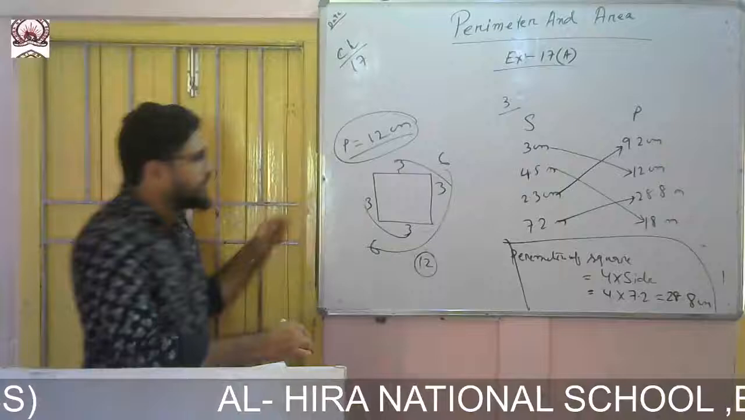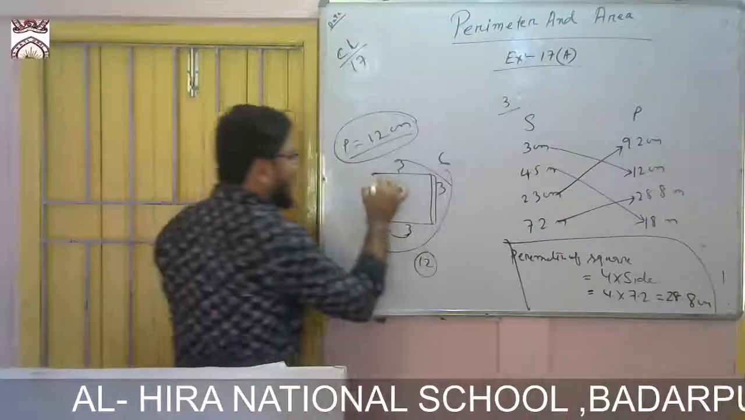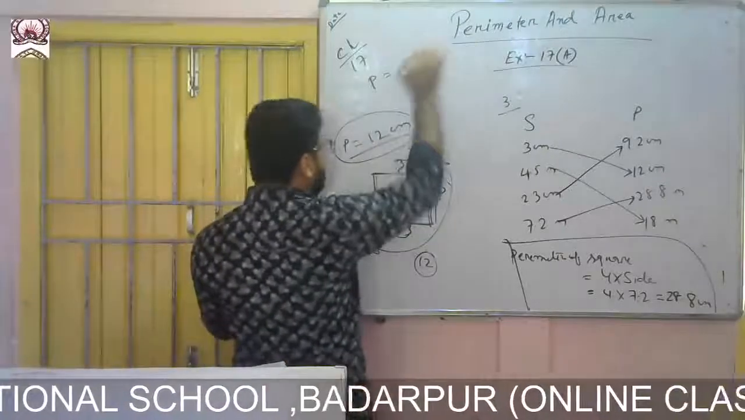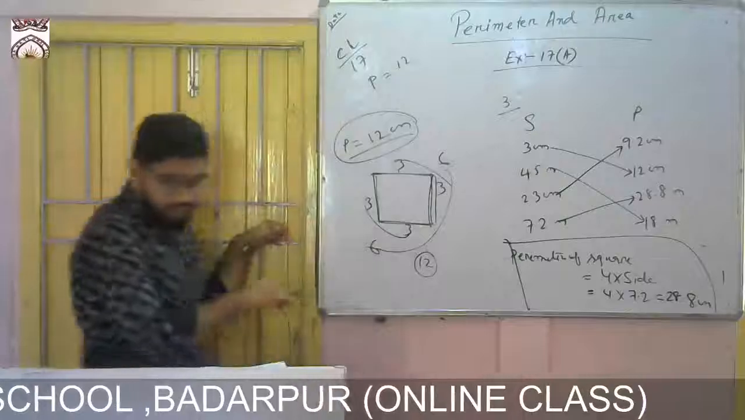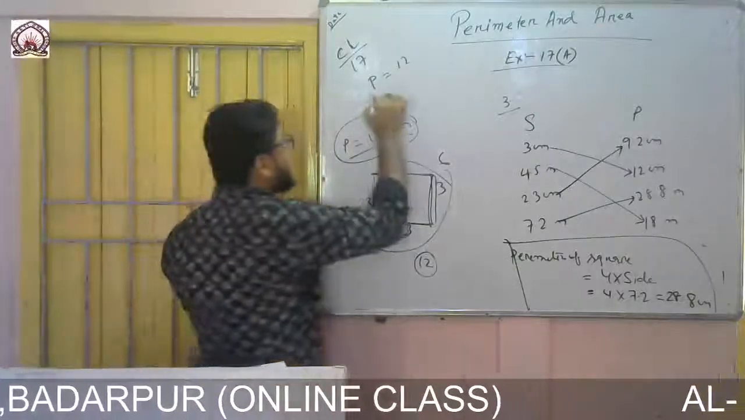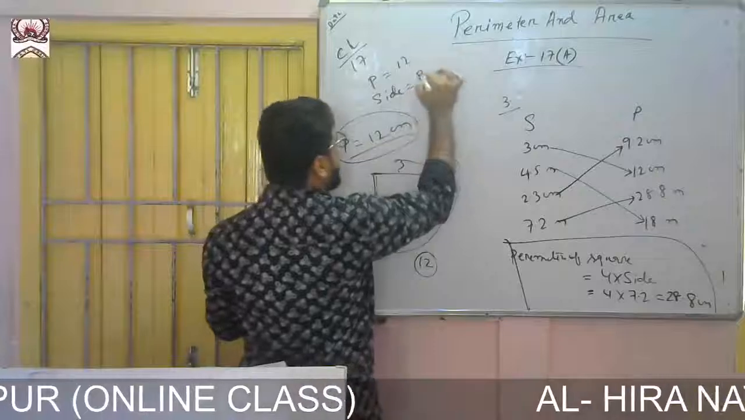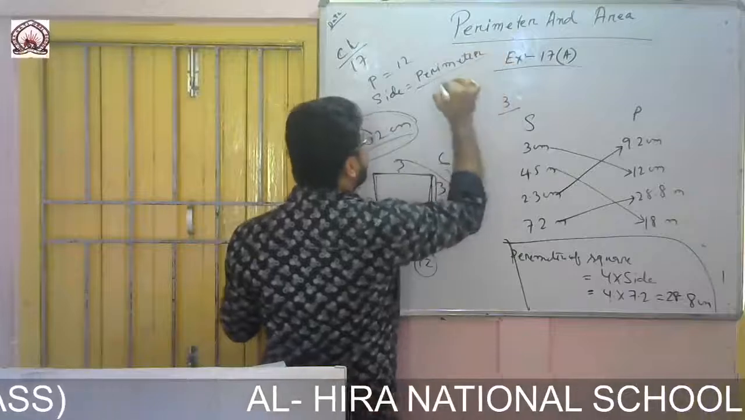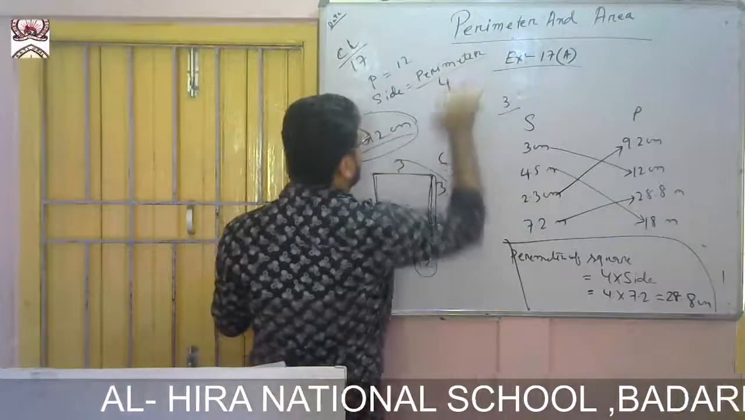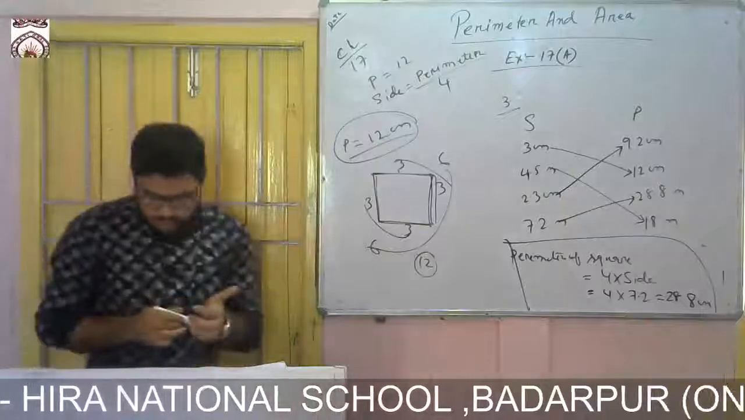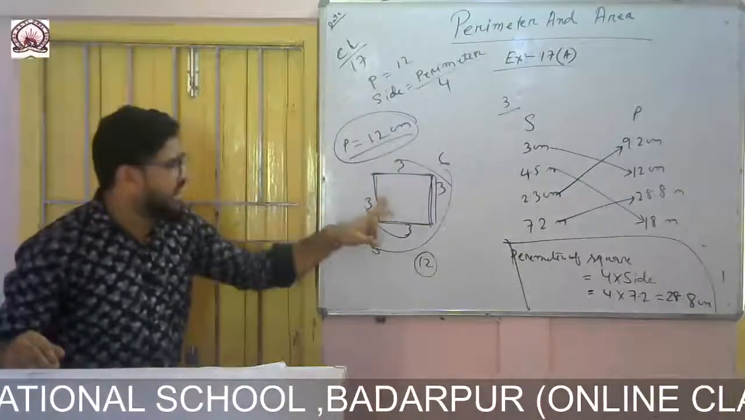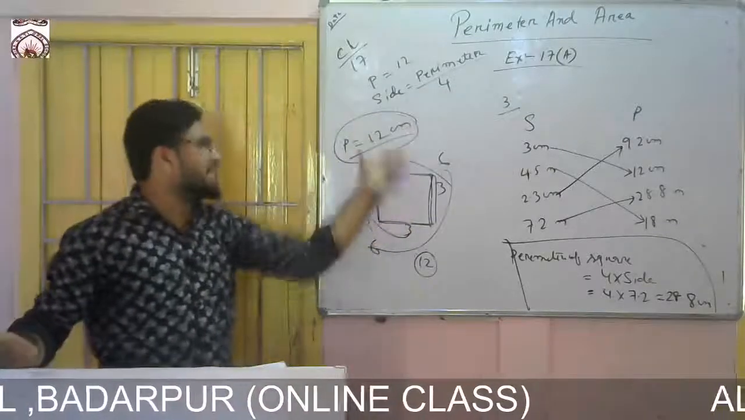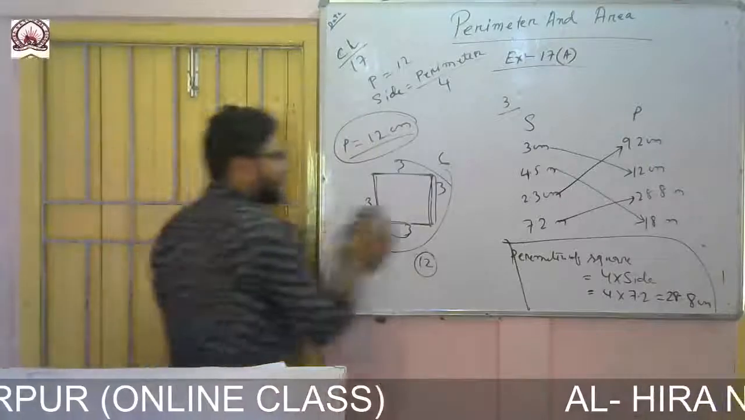Then how to find the side? You divide by the number of sides. How many sides are there? 1, 2, 3, 4. So you divide the perimeter, 12, by 4. Side will be perimeter by 4. Why 4? Because in a square, how many sides? 1, 2, 3, 4. So for 4 sides, we divide by 4, and we will be writing the perimeter.